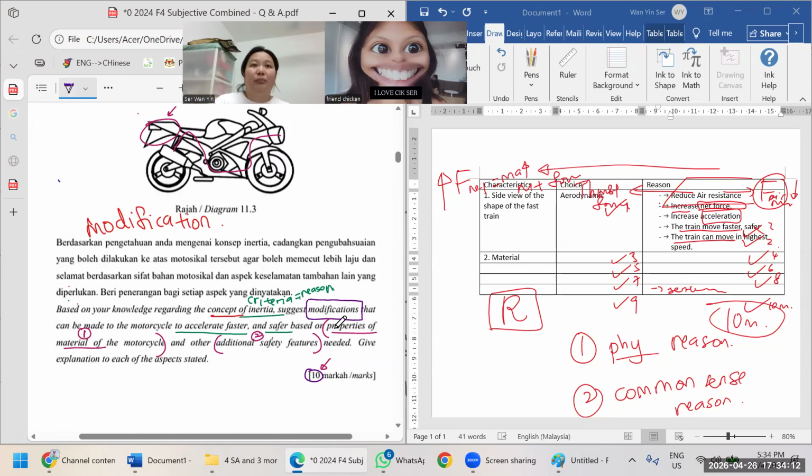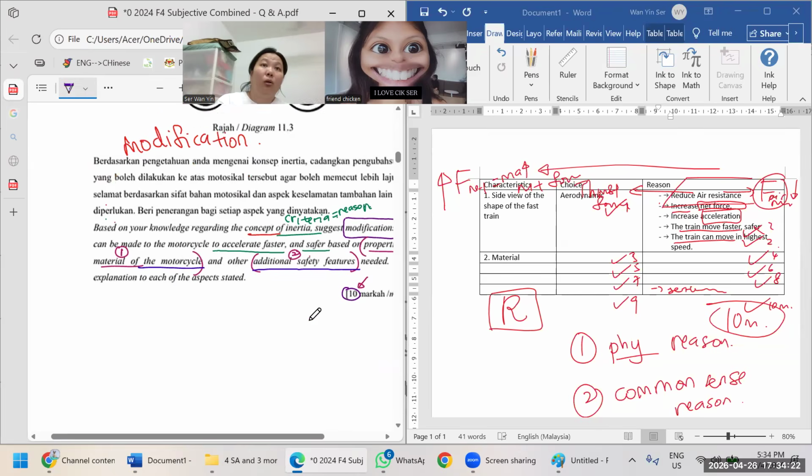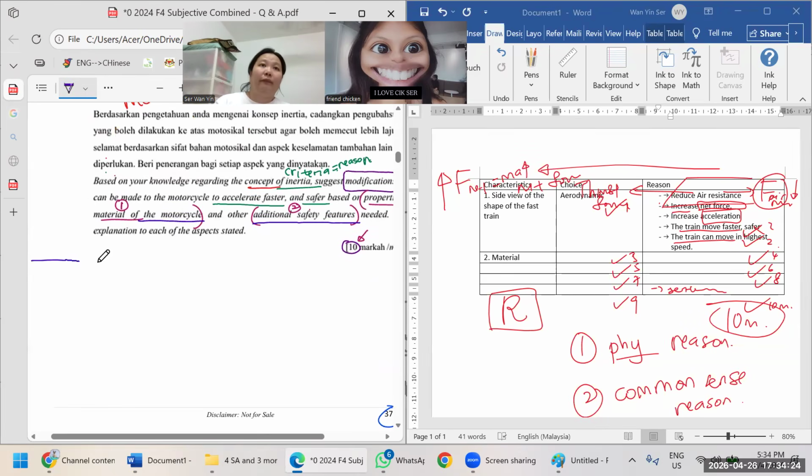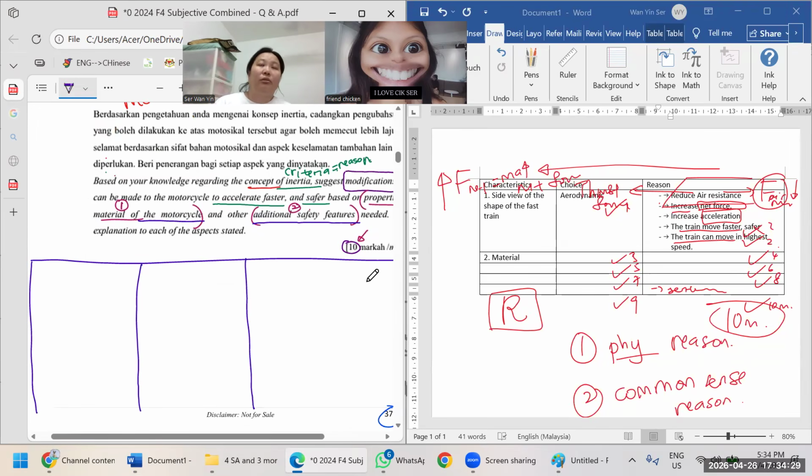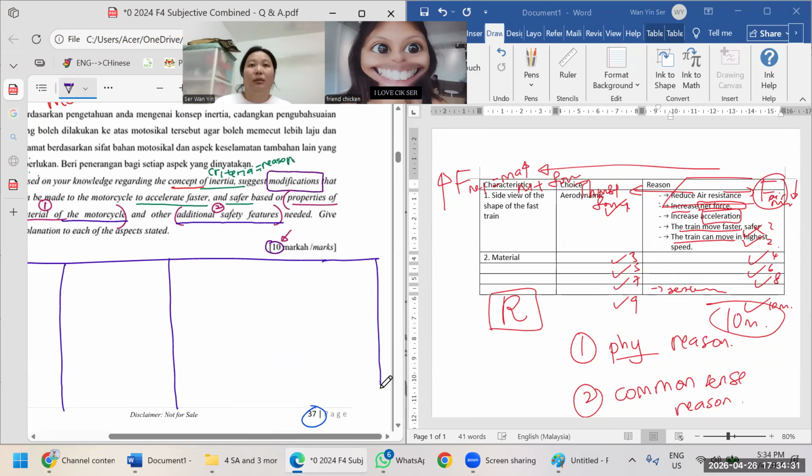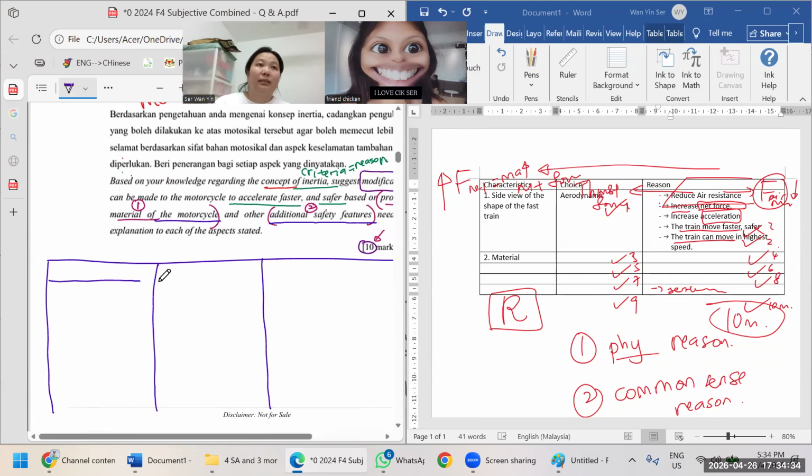Okay, then based on properties of material of motorcycle, number 1. Additional safety features, number 2. So how to score? Same thing from three columns. You want 3 or 2, never mind. For me, I like 3. The same thing also in front characteristic, behind reason.